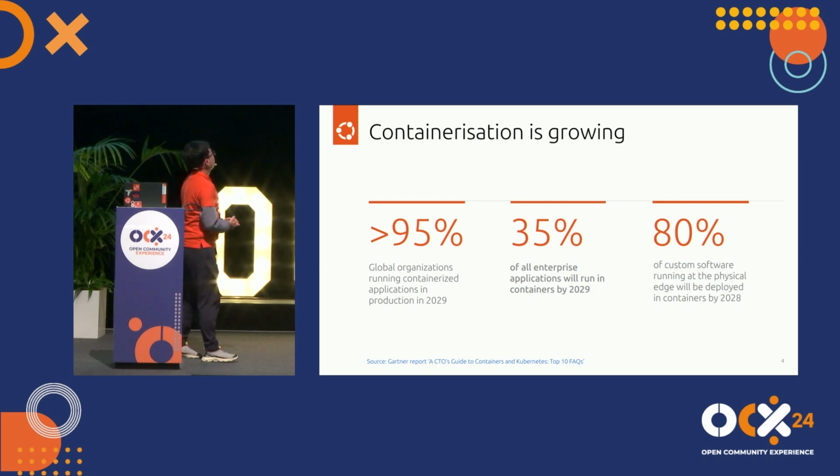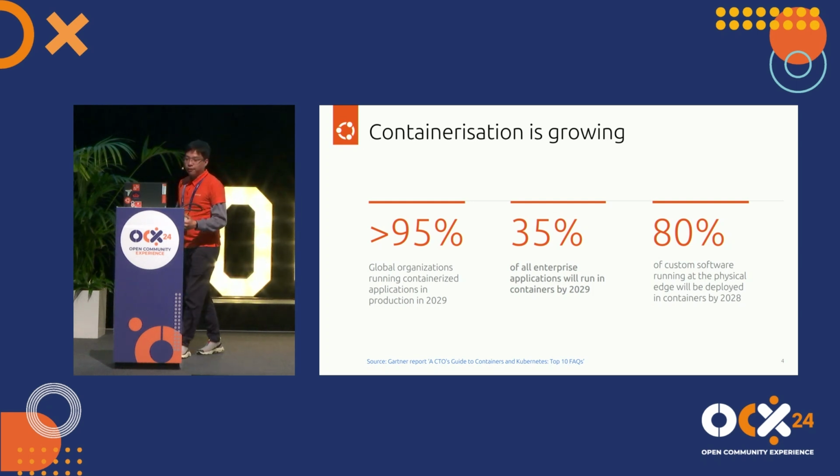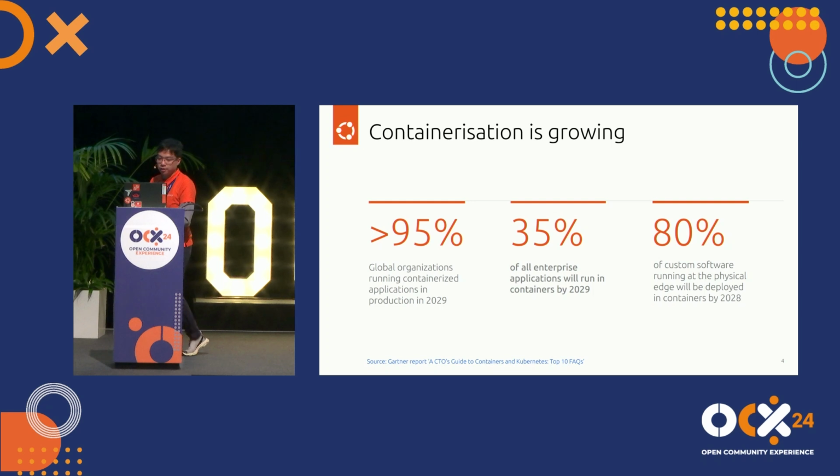According to a survey or a prediction, by 2029, 95% of the applications running in global organizations will be containerized in production, and 35% of all enterprise applications will be run in containers by 2029. And by 2028, 80% of the software running at physical edges will also be containerized.